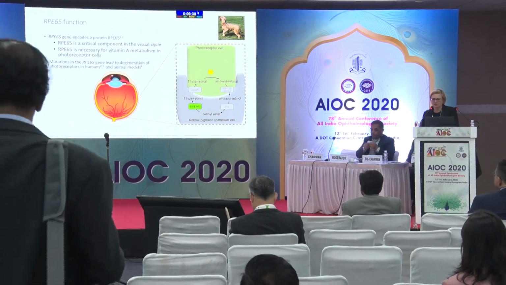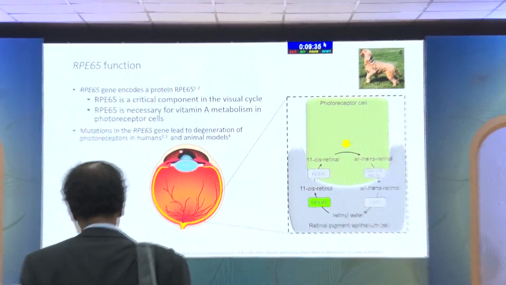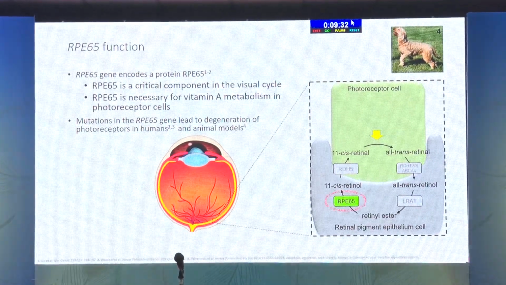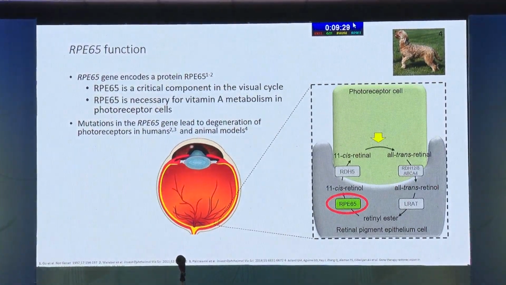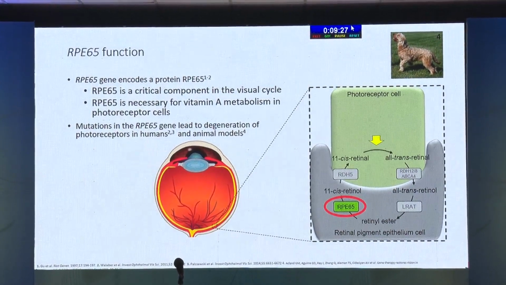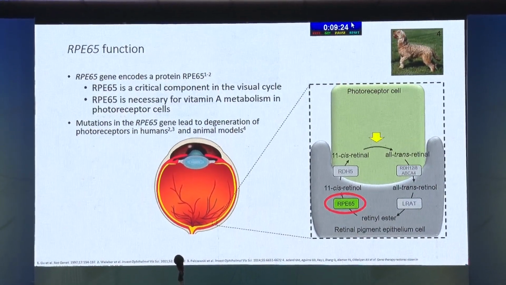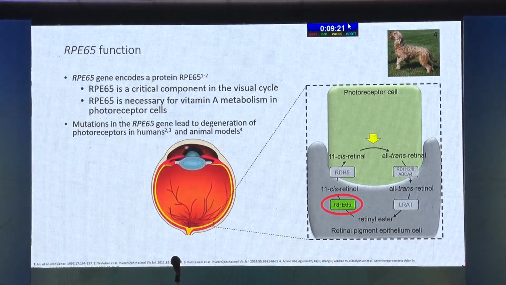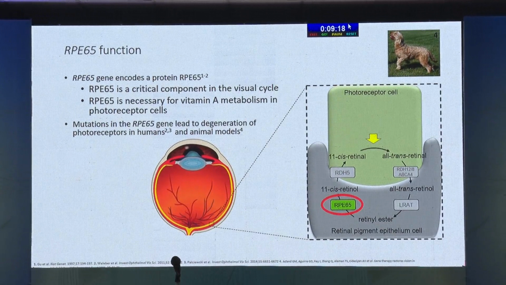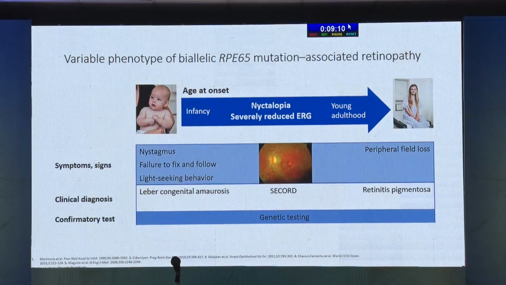The RPE65 gene, as we know, resides in the RPE and encodes a protein, RPE65. RPE65 is involved in the restoration of 11-cis retinol, so the vitamin A metabolism. And as we know, mutations in the RPE65 gene lead to degeneration of the photoreceptors in humans and in animal models. It's important to note that the phenotype of biallelic RPE65 mutation-associated retinopathy is variable, and that affects the implementation.